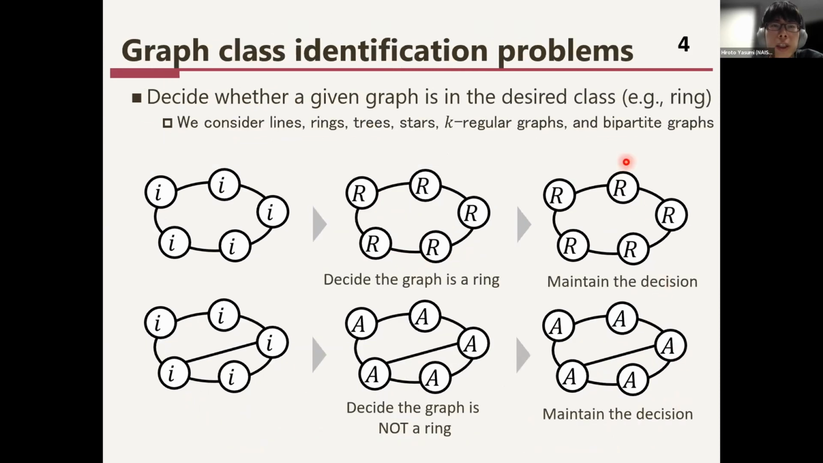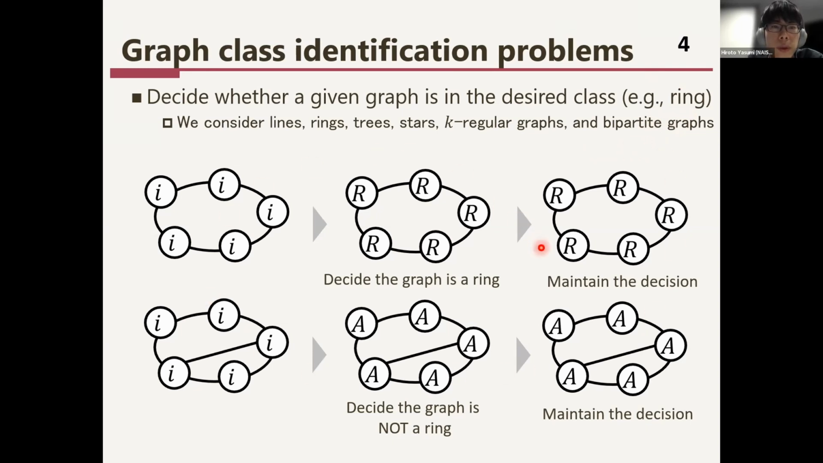So in our research, we aim to understand such graph property. Concretely, we focus on graph class identification problems. The problems aim to decide whether a given graph is in the desired class or not. For example, whether the given graph is a ring or not. In particular, we consider problems for line graphs, ring graphs, tree graphs, star graphs, k-regular graphs, and bipartite graphs.